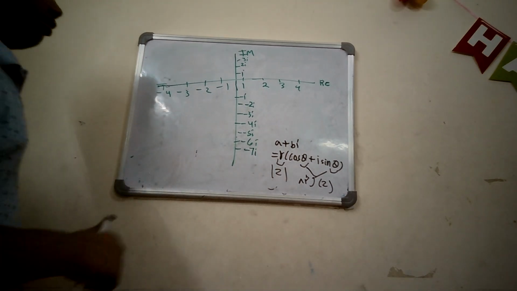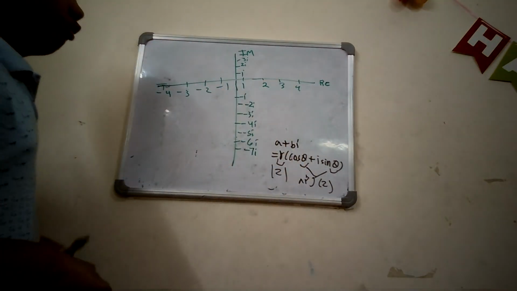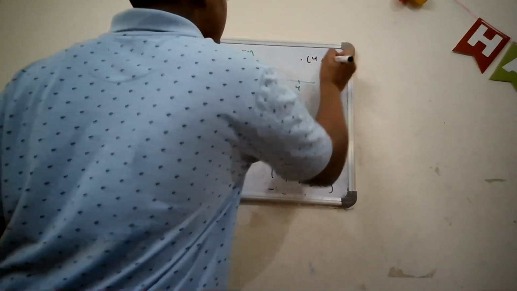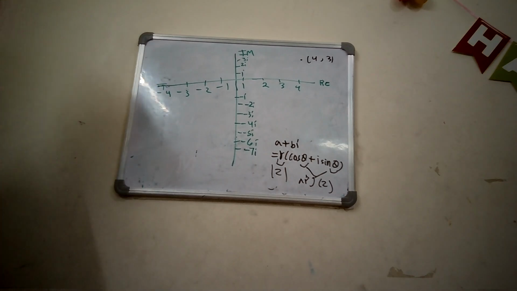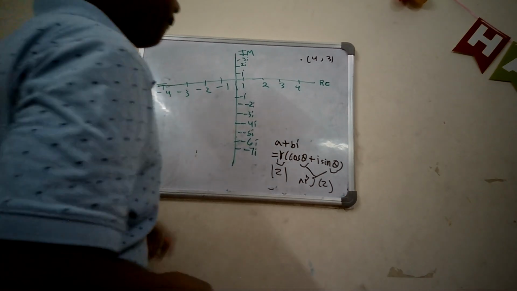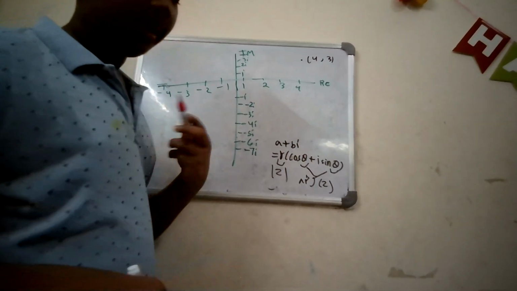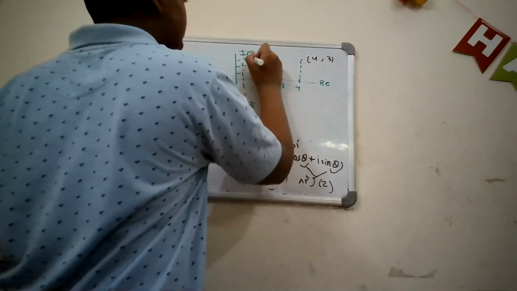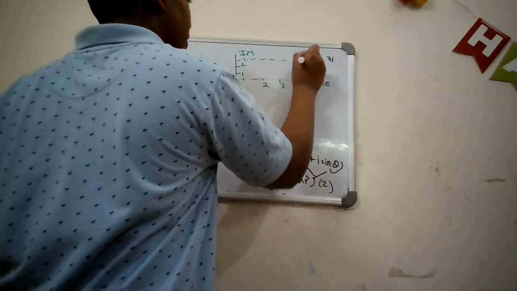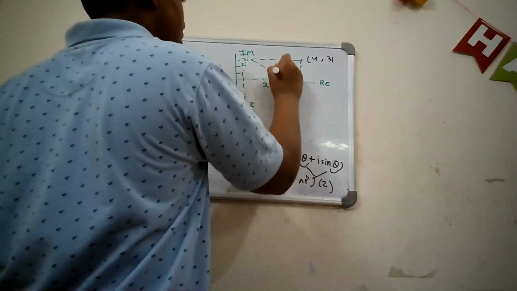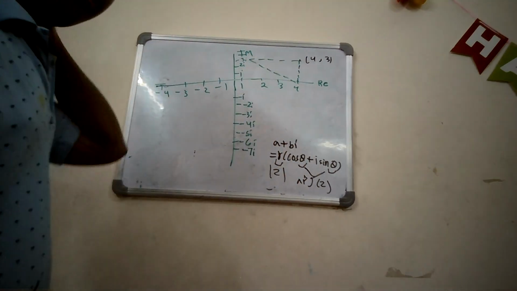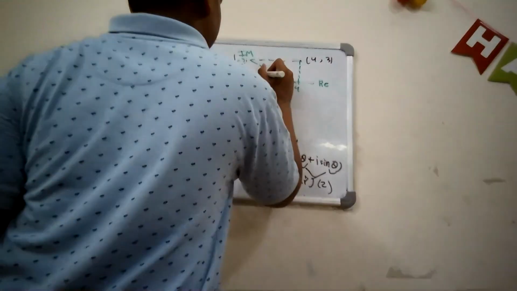Let's take a big number, for example 4 plus 3i right here. So the points would be 4, 3, A, B. Now we're going to use the same logic. We're going to construct a right angle triangle right here. Just make it here. Connect the lines. Okay, everyone. Now look. In the last video, we learned that this is the hypotenuse.